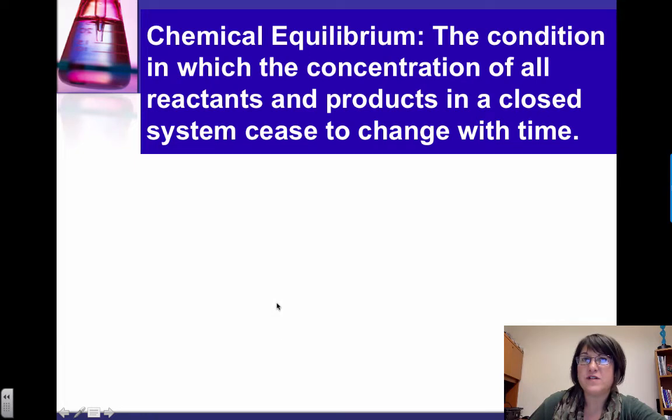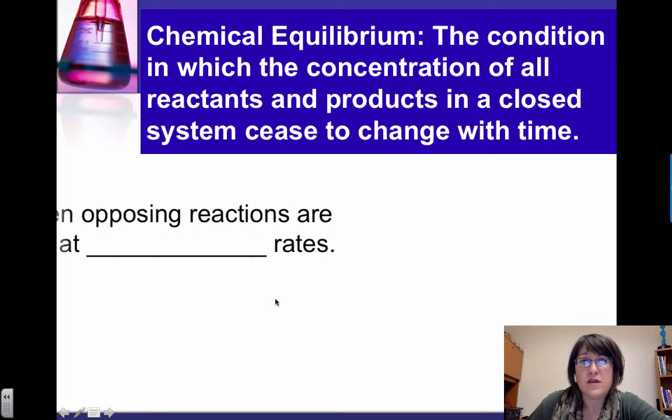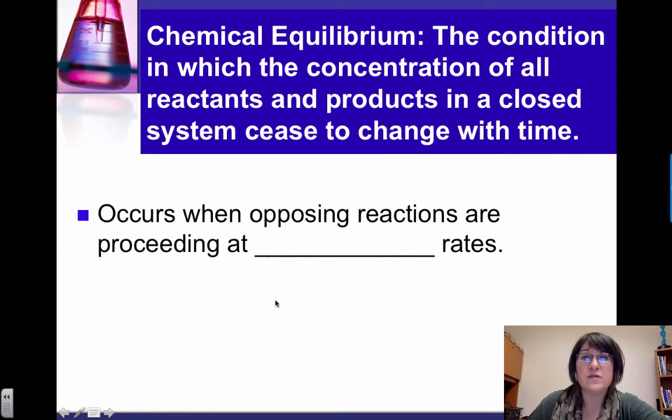Since this is our first podcast about equilibrium, let's talk about what it is. Basically, chemical equilibrium describes a condition in which the concentration of the reactants and the products stop changing. So you're not decreasing reactants nor increasing products, you just see sort of the flat line on the graph. This occurs when opposing reactions are proceeding at equal rates.